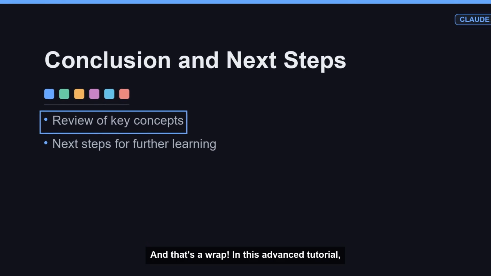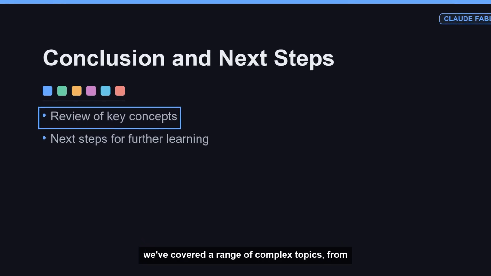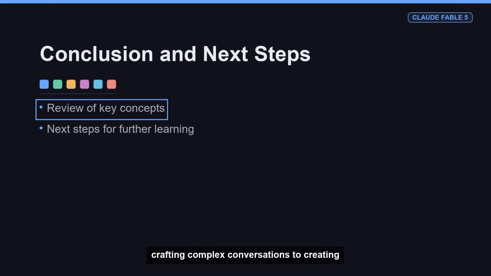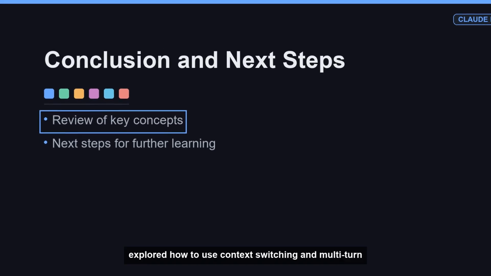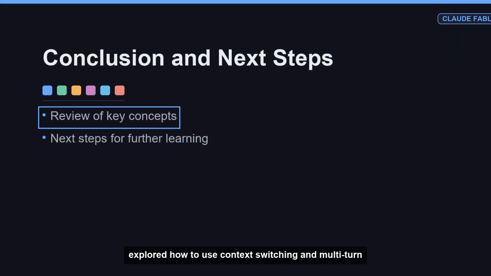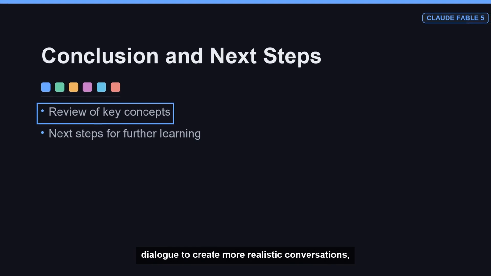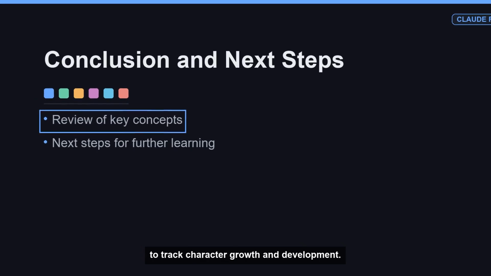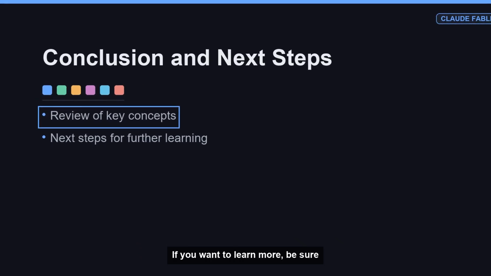And that's a wrap. In this advanced tutorial, we've covered a range of complex topics, from crafting complex conversations to creating nuanced character interactions. We've also explored how to use context switching and multi-turn dialogue to create more realistic conversations, and how to use character development tools to track character growth and development.